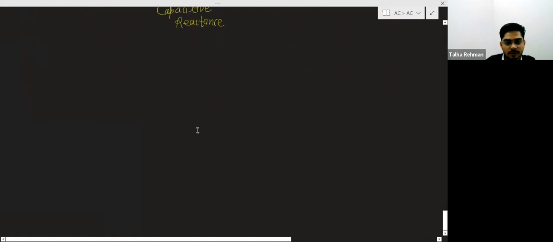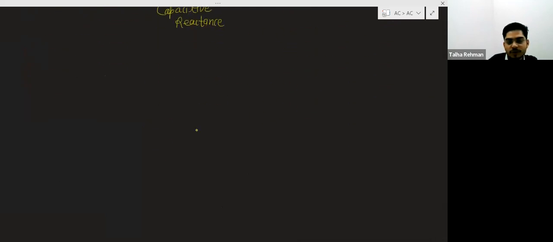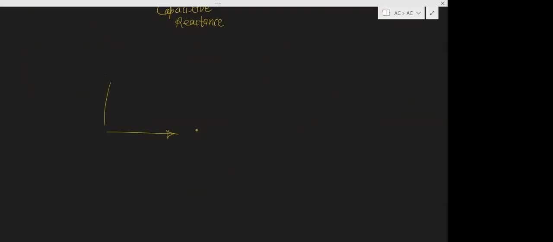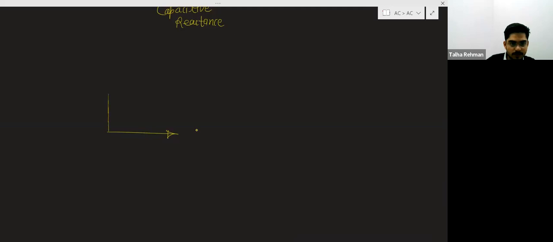Now, for a purely resistive circuit, what will the phasor diagram be if I draw it? Take two axes. V and I will be in the same direction. So suppose this is the peak value of the voltage and this is also the peak value of the current. So current and voltage are in the same direction.